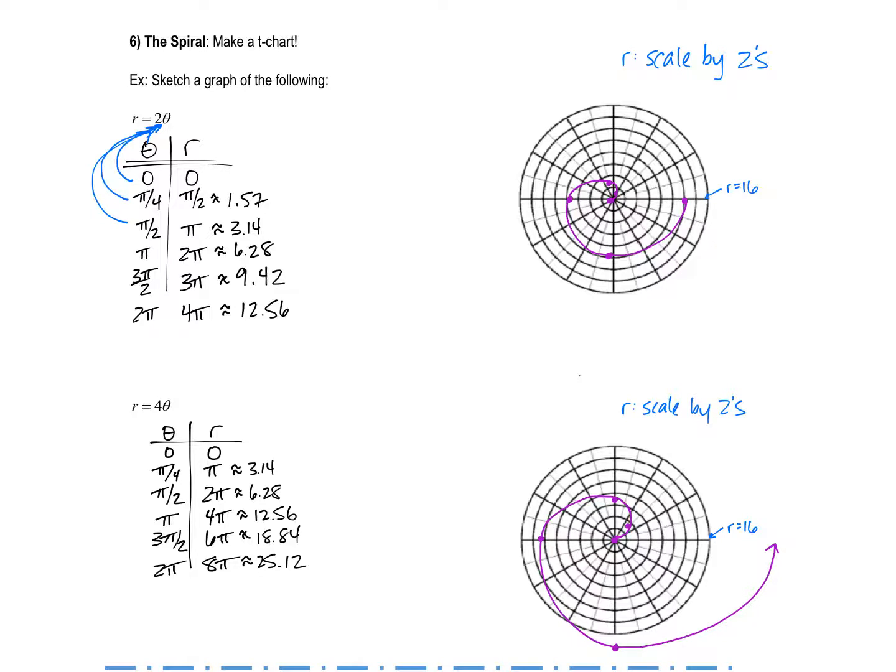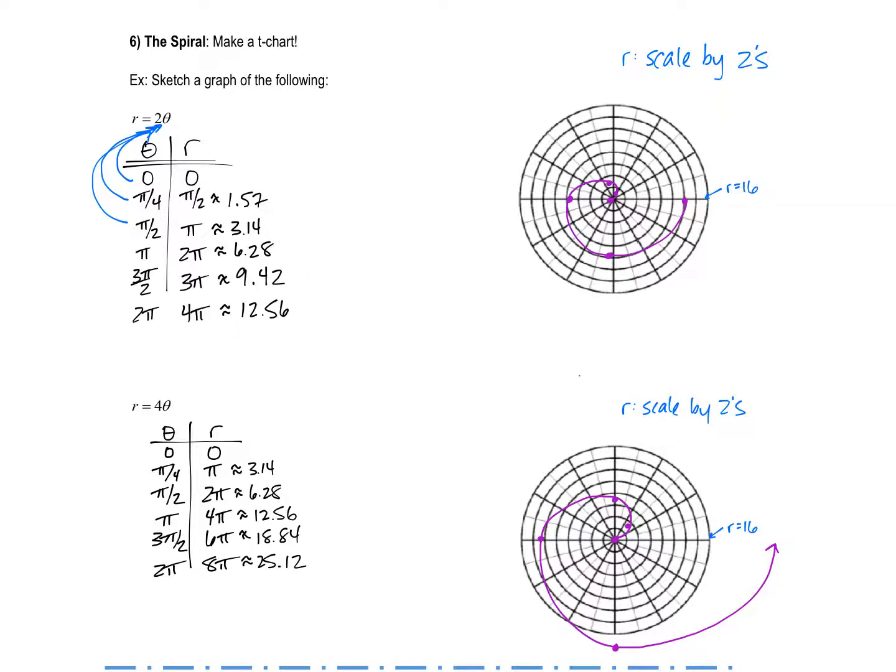Okay, so again, if I do 3 pi over 2 and I plug that in here, I get just 3 pi, which as a decimal is 9.4. So remember, that's almost 10. So 2, 4, 6, 8, 10. But I'm going to go all the way around to 3 pi over 2, which is right there. This is just a T-chart that you have to graph.